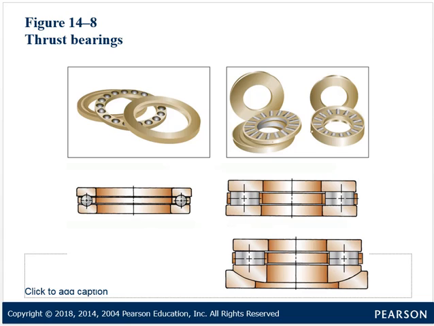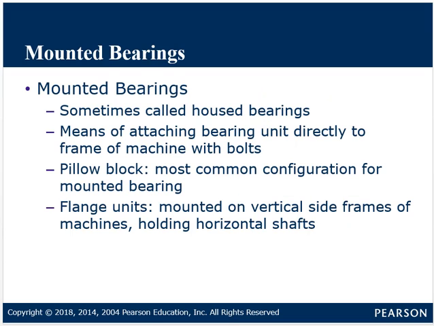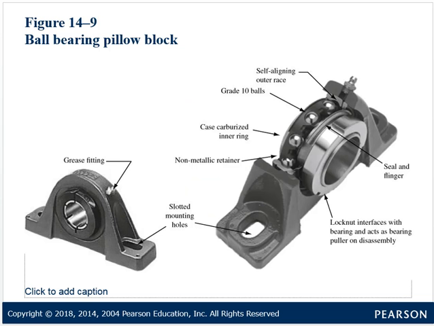Next type of bearing I want to talk about is mounted bearings. Mounted bearings are sometimes called pillow blocks, but they have a means of attaching the bearing directly to the frame of the machine with bolts. Some are flange units, some are what we call pillow blocks. That's the most common configuration for a mounted bearing. They're simple for machine designers to apply.